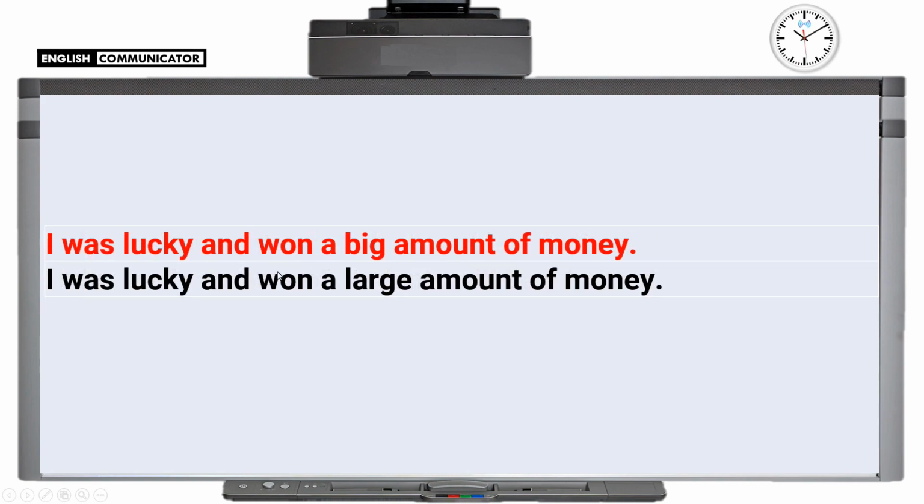I was lucky and won a big amount of money. Alright? Big amount of money or a large amount of money? Yes, you understand. Exactly. I was lucky and won a large amount of money. We can't say big amount, we say large amount. When things are in numbers, always use large. When the thing is in quantity, always use big. Okay, that's the difference.